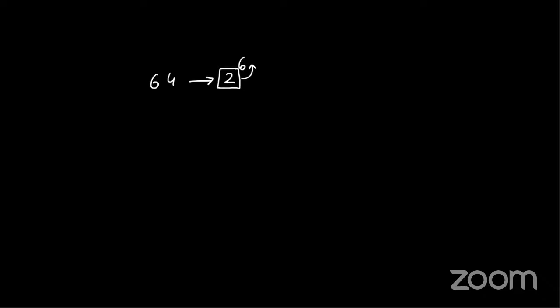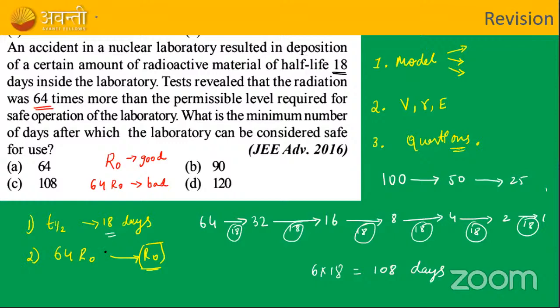This is a very simple shortcut to find how many half-lives there are. Because if it's a very huge number, you can't keep dividing by 2 for a long time. So you take it as a power of 2 and it will be very easy to solve. Let me repeat again. Initially there are 64 times the permissible quantity of radiation. Every 18 days it becomes half. And for it to become 1, which is the permissible limit, it takes 108 days. Right?